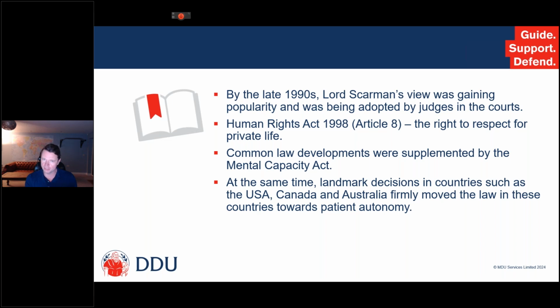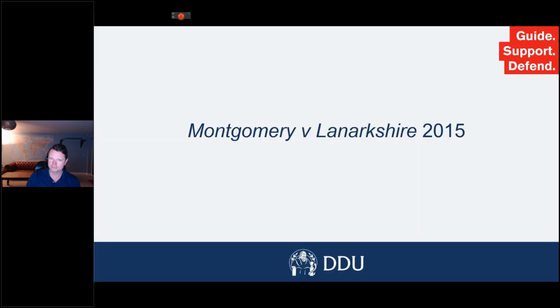This coincided with other relevant developments, including the Human Rights Act, the right to respect for a private life, and the Mental Capacity Act we've talked about already. At the same time, there were landmark decisions being made in other countries, the USA, Canada, and Australia, that firmly moved the law in those countries towards patient autonomy. So there was a general direction of travel towards patient autonomy. But the law didn't actually change in the UK until 2015, with Montgomery versus Lanarkshire.